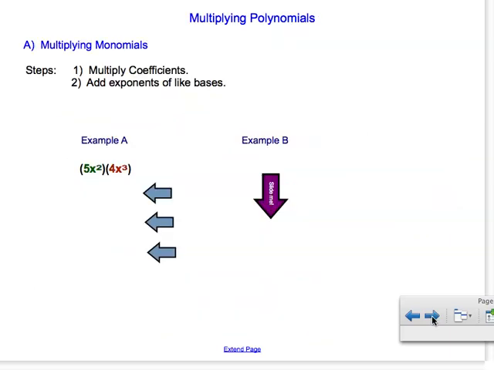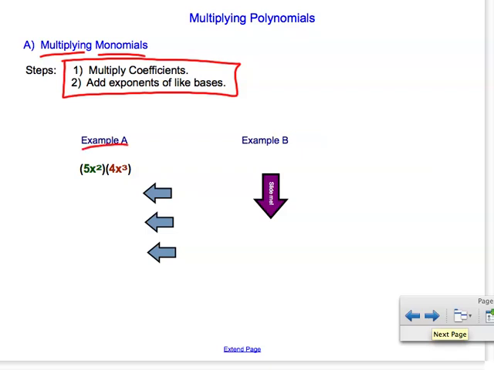So the first thing that we're going to do is multiply monomials. This is actually a review from unit 7, beginning parts of chapter 7. If you want to write down these 2 steps here, it's not a bad idea, but it is something that we've talked about for a while. I'm just going to go through it using this example here.